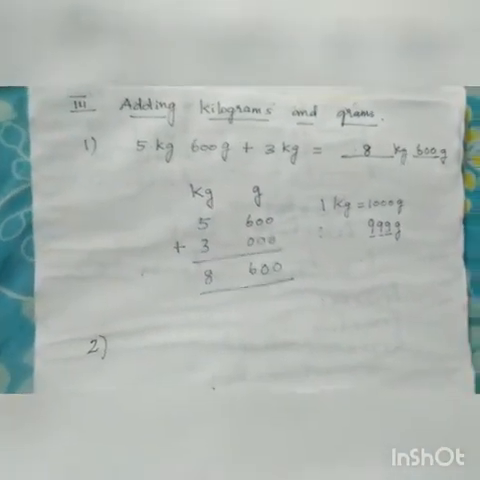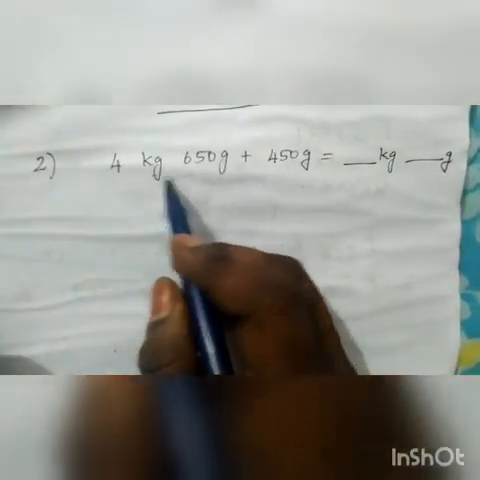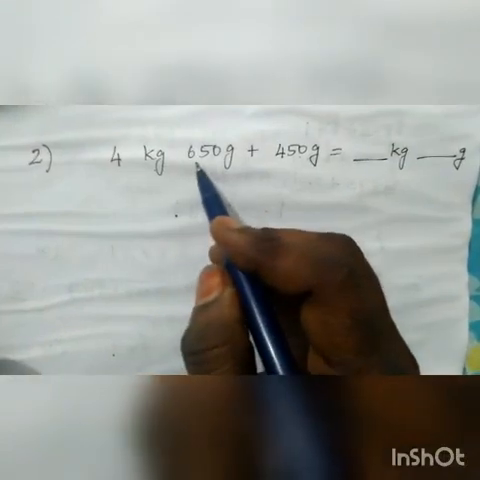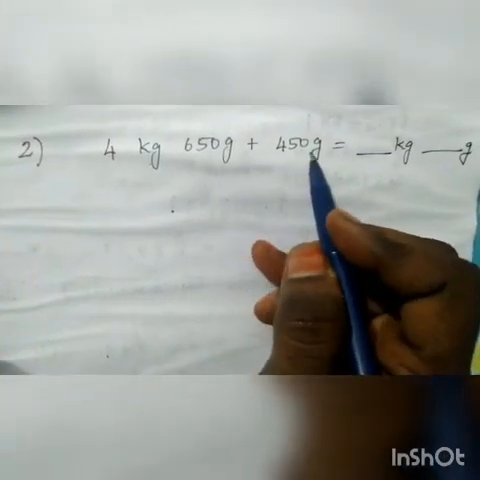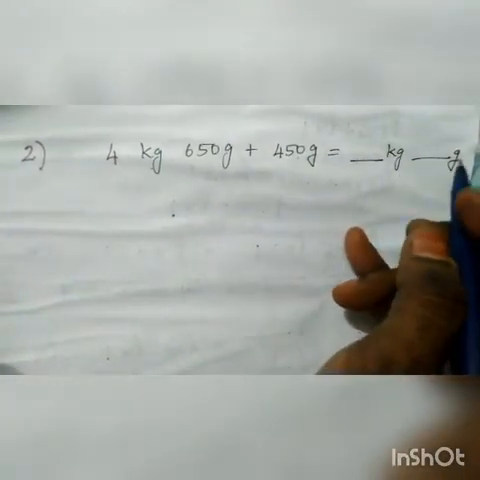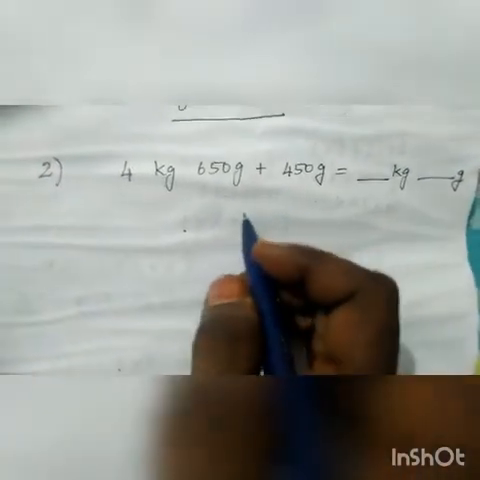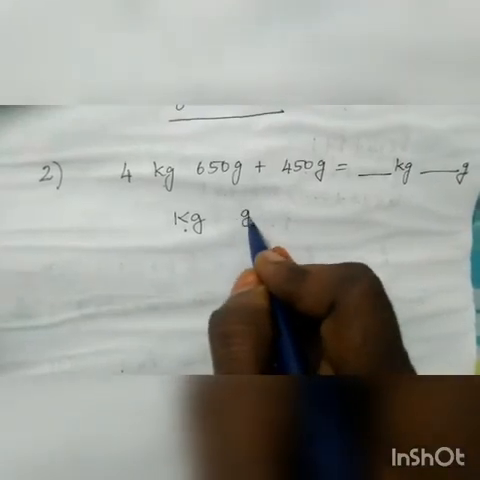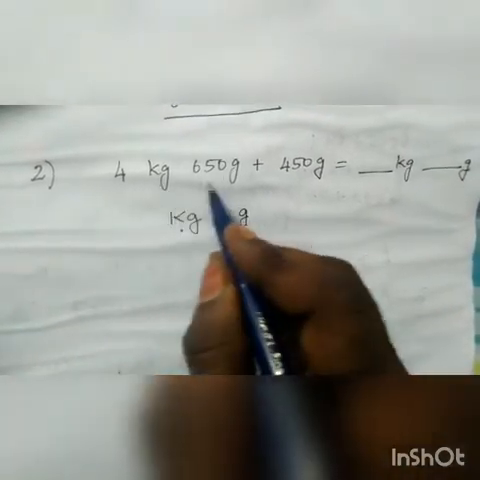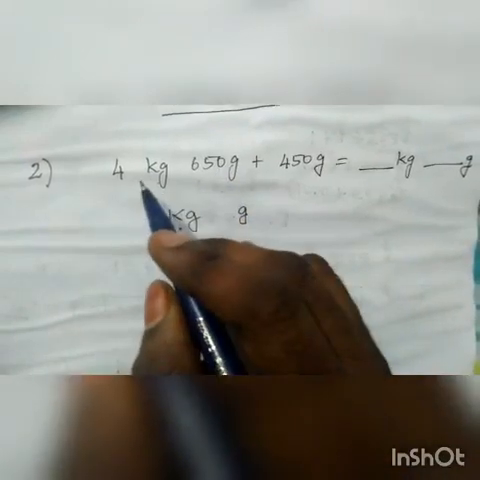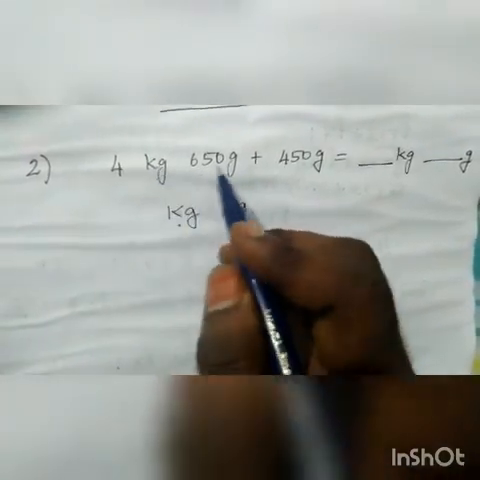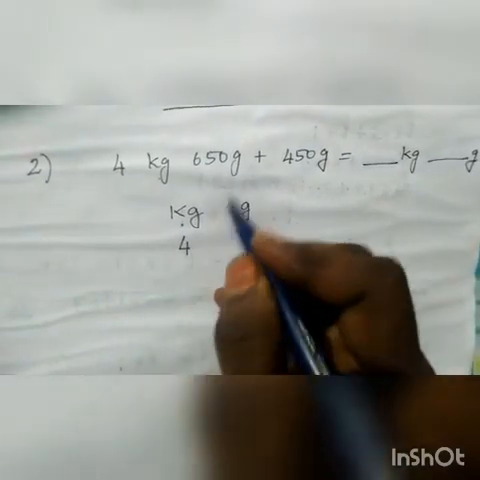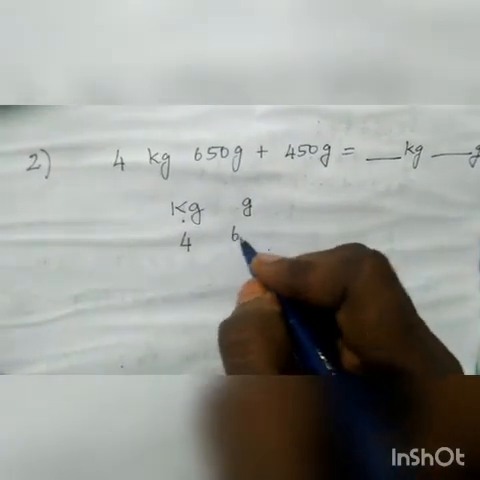Okay, children. Second problem, 4 kg 650 gram plus 450 gram is equal to dash kg dash gram. We have to add these two values. So we have to write them separately, under kilogram and gram. In the first term, before plus, we have kilogram and gram also. So under kilogram we have to write 4. Under gram we have to write 650.